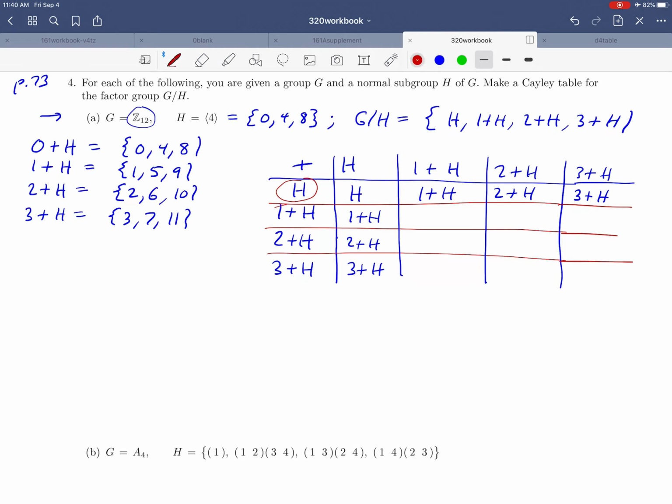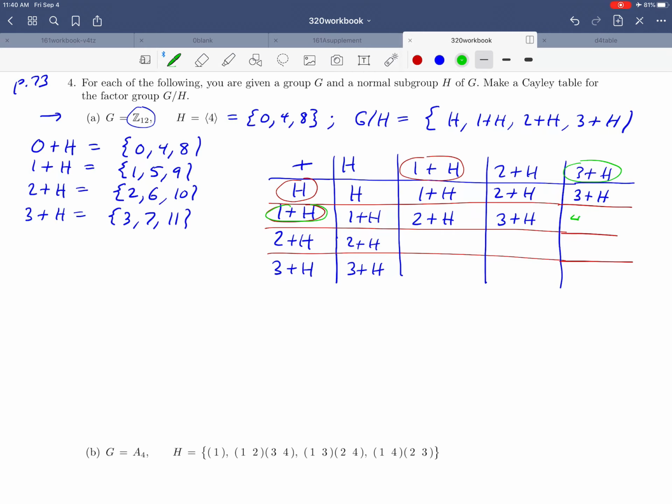If we take 1 plus H plus 1 plus H, we're just going to get 2 plus H. And then 1 plus H plus 2 plus H is 3 plus H. And then we come to 1 plus H plus 3 plus H. If you do the addition there, 1 plus 3 is 4.